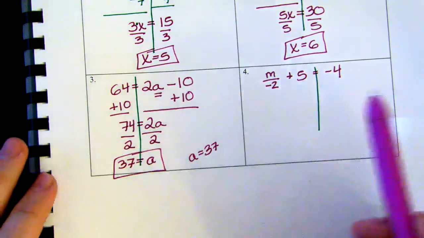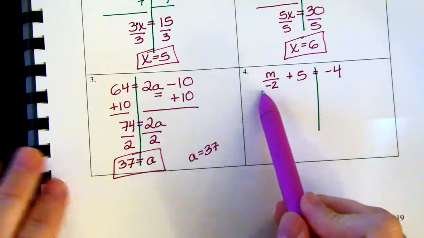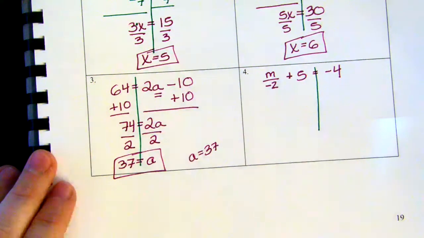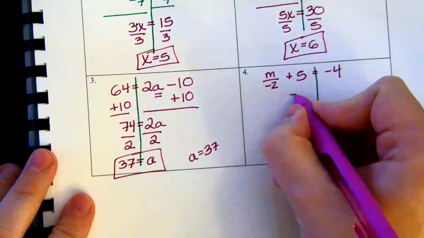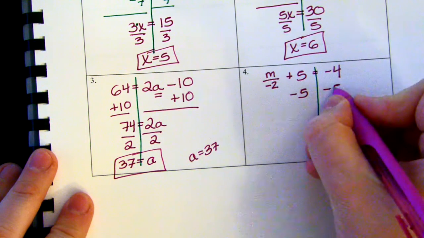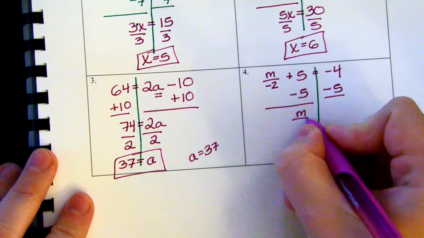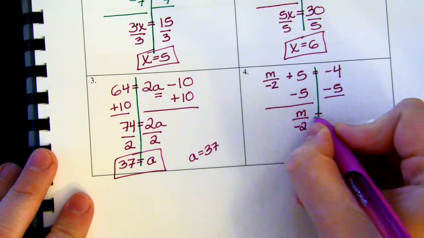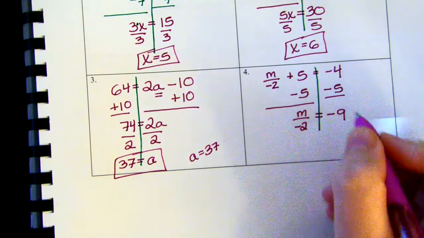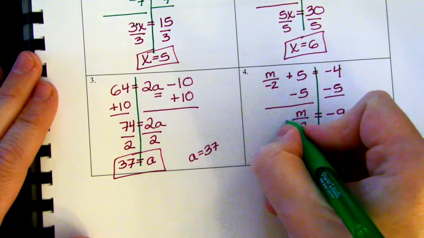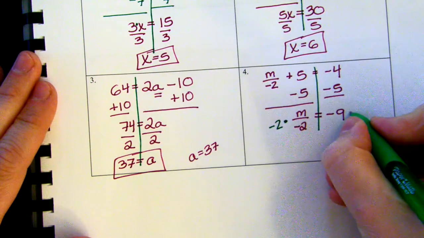Well, our rules said take care of undoing the addition subtraction before I undo multiplication and division. So I'm going to take care of getting rid of the 5 before I get rid of the negative 2. I'm going to subtract 5 from both sides. And I'm going to get m over negative 2 equals negative 9. What do I need to do next? You're going to get rid of the divide by negative 2 by multiplying both sides by negative 2.